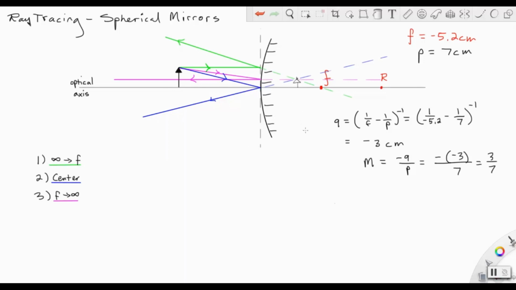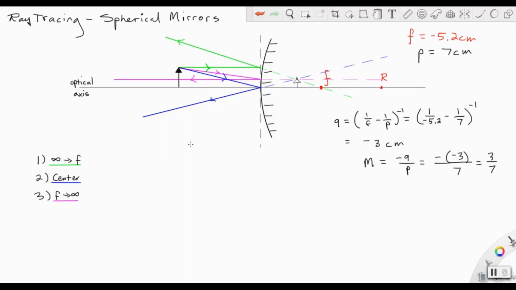Right? Okay, another question that we sometimes ask about these is: is it virtual or not? And there are 2 ways to tell if an image is virtual. One of them is if q is negative, then it's a virtual image. And the other one is if your rays of light just appear to be coming from the image versus whether they're actually coming from the image.